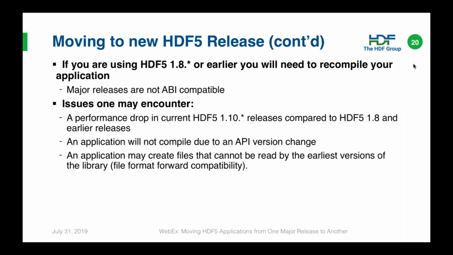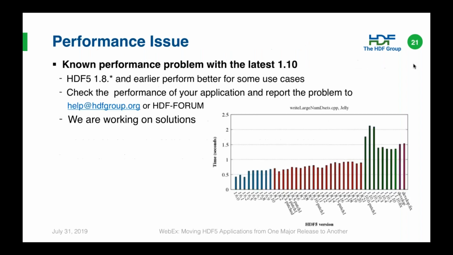The issues you may encounter and need to take into consideration when moving to 1.10 or 1.12 are the following. First of all, there is a performance drop in current 1.10 releases compared to 1.8. Then, the application may not compile due to API changes. And the application may create files that cannot be read by the earliest versions of the library, so it will be a file format forward compatibility issue. In the next slides and demo, I will show you how to overcome those issues.